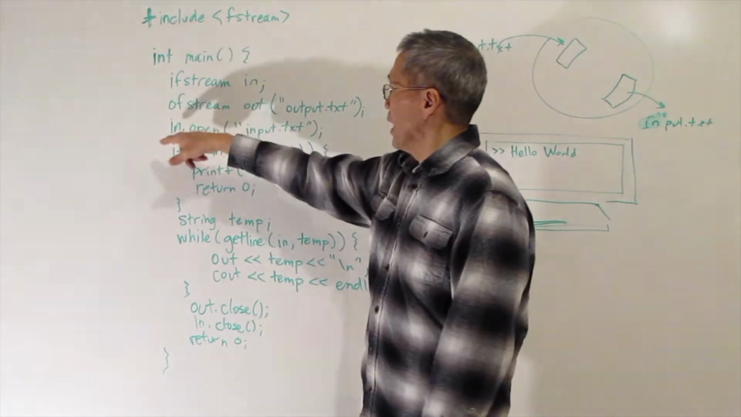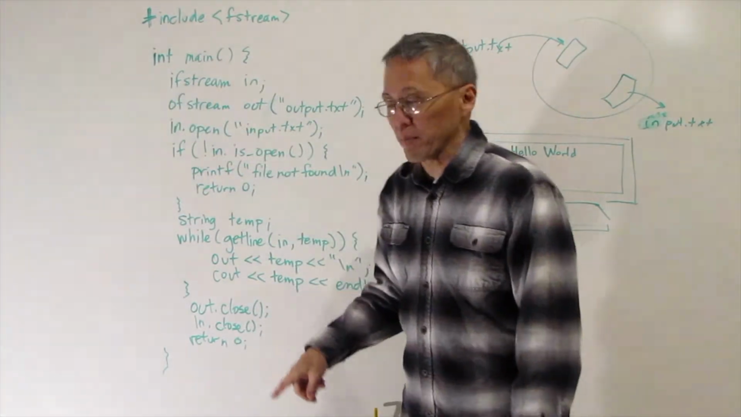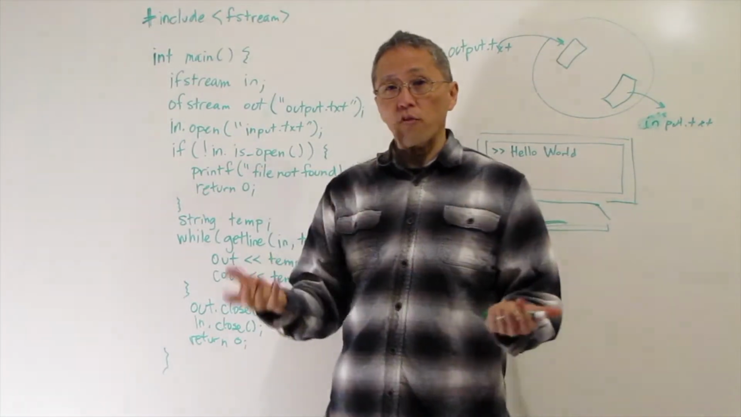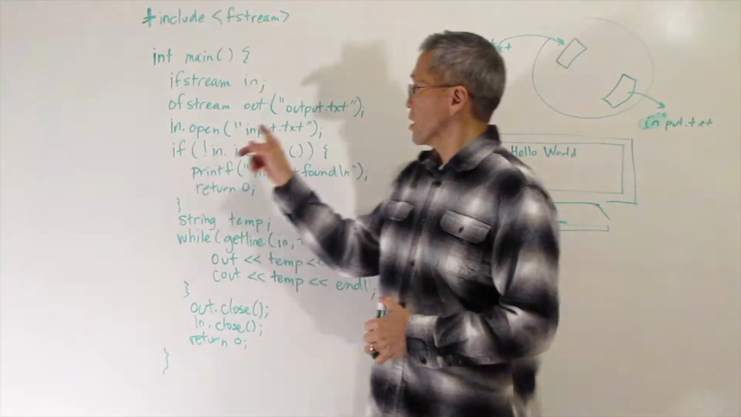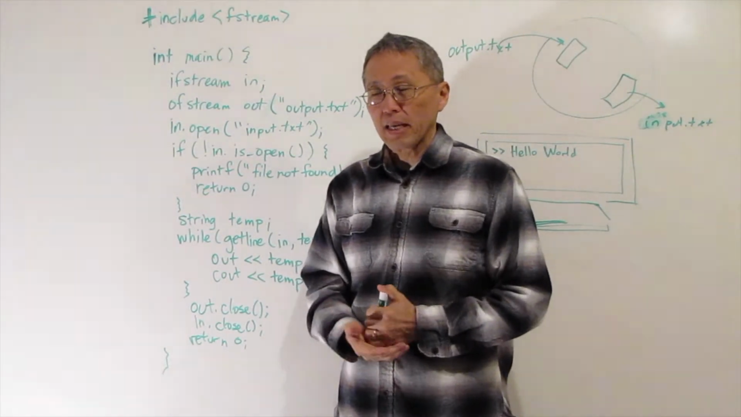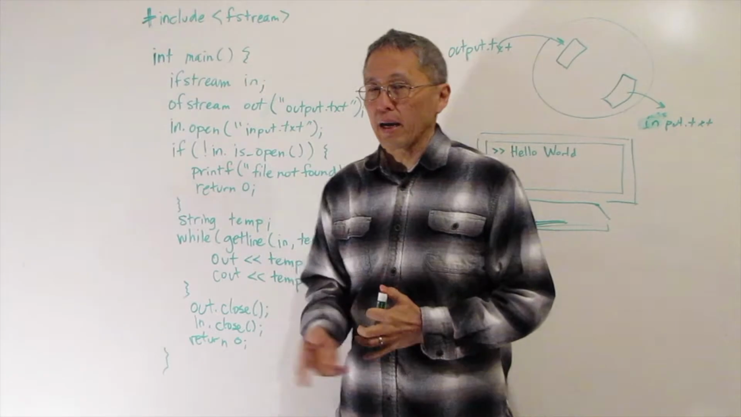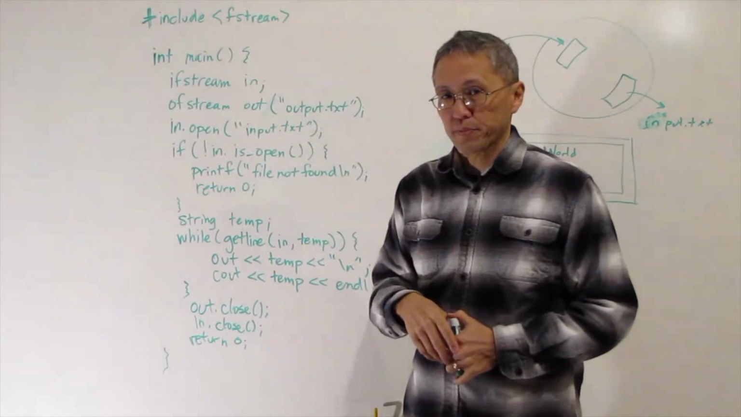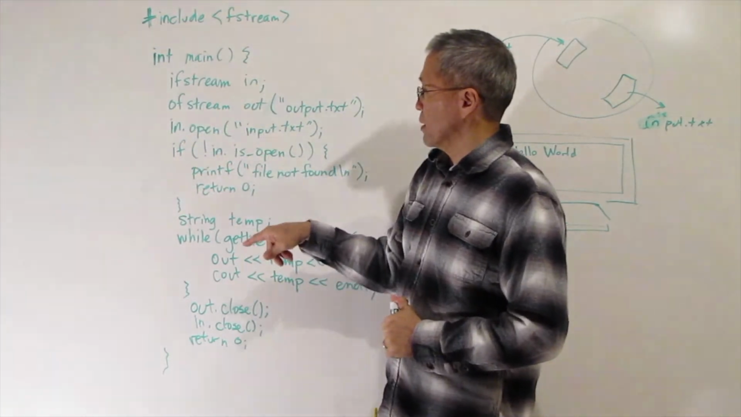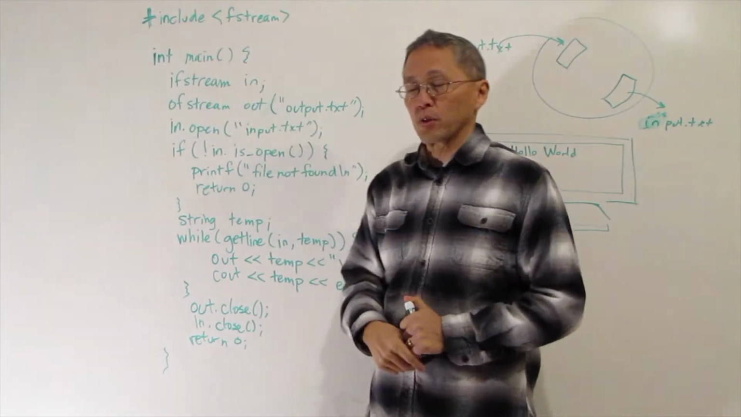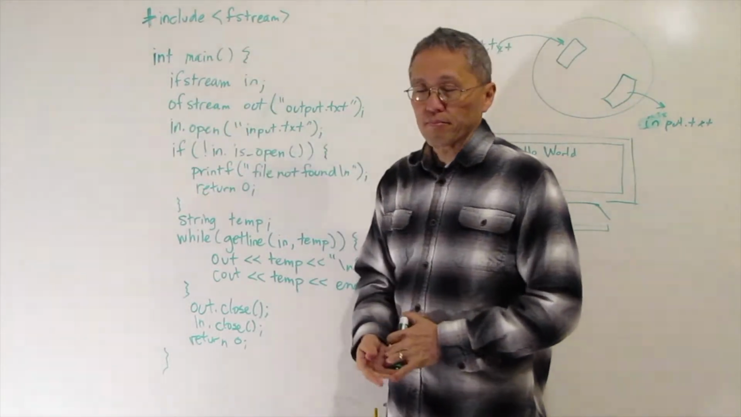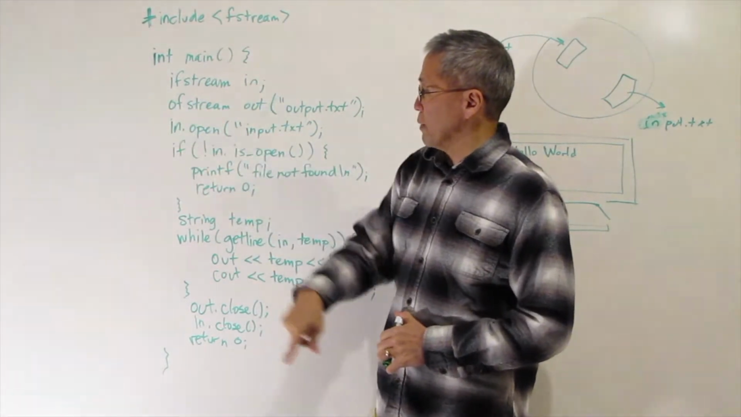Then I do a little bit more with the input file, because the output file, if it exists on the disk already, is going to be overwritten. So if you have a file called output.txt that already lives on your disk, it will be overwritten by this command right here. With the input file, I do an in.open. I could do an out.open as well, but I do that in one step because it's a little bit quicker. But I do the input a little bit differently.